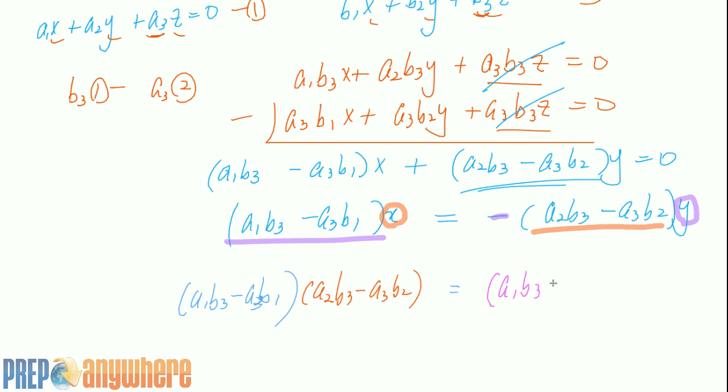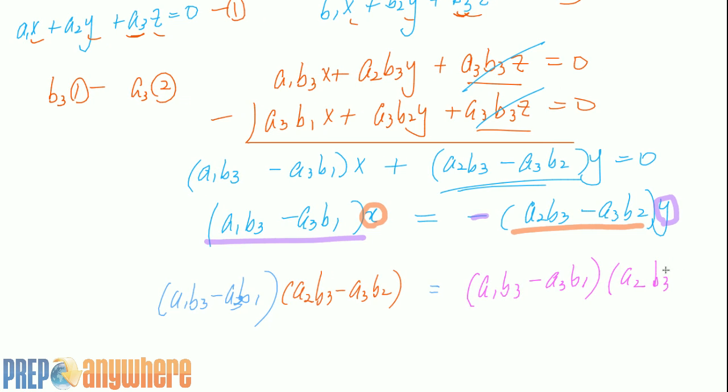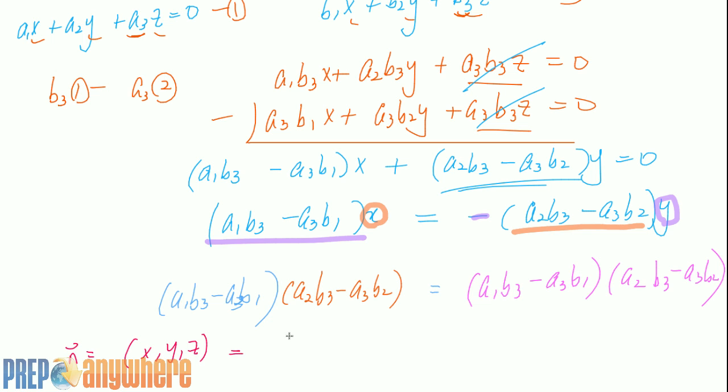A1 B3 minus A3 B1. It becomes exactly the same, right? You see what I'm saying, right? So what I'm saying now is that n, which is x, y, z, if x is exactly this part here, a2 b3 minus a3 b2, and if y is exactly the minus of this one, so minus of a1 b3 minus a3 b1.